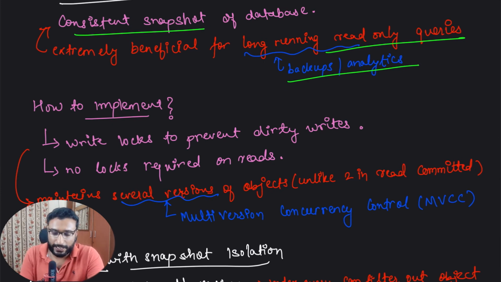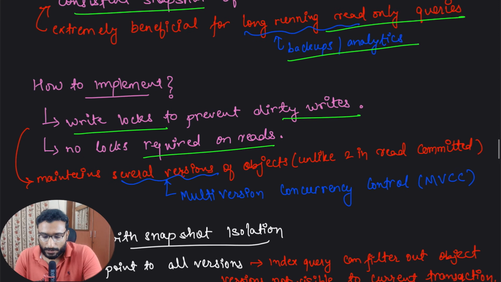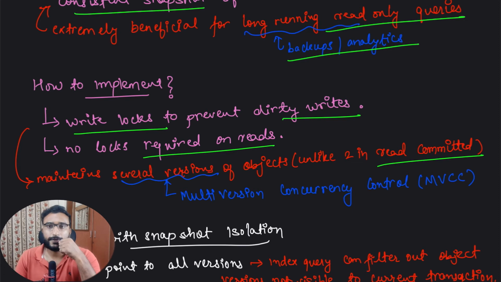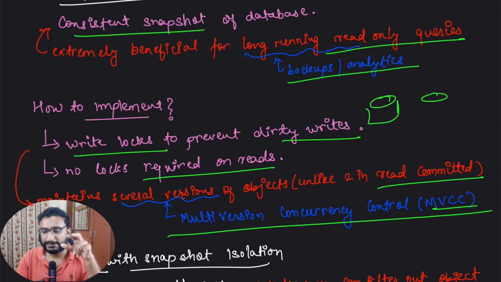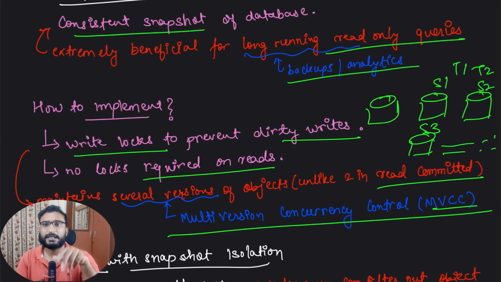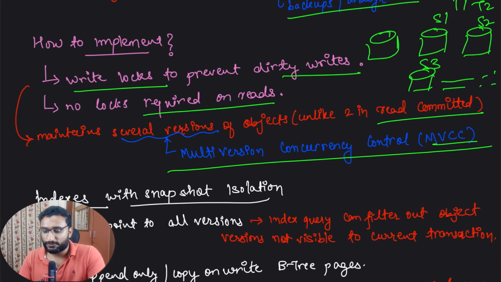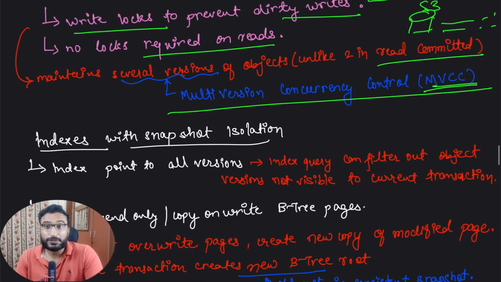How can you implement it? You will have write locks to prevent dirty writes, and there are no locks required for reads specifically. You can maintain multiple versions of objects, unlike two in read committed. In read committed, you are only maintaining two values. In snapshot isolation, in the case of multi-version concurrency control, MVCC, you can maintain multiple versions. Say this was my database, I created snapshot s1 at time t1, then snapshot s2 at time t2, then snapshot s3 at time t3. Similarly you can keep multiple versions of those objects, which we refer to as multi-version concurrency control, MVCC.